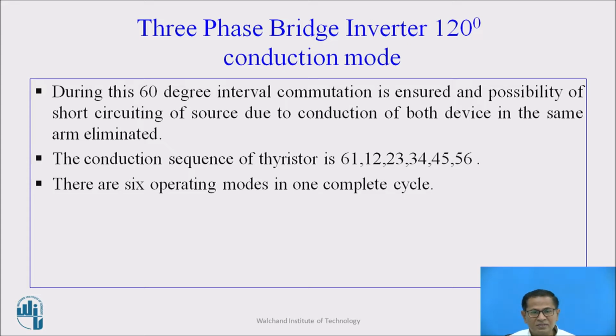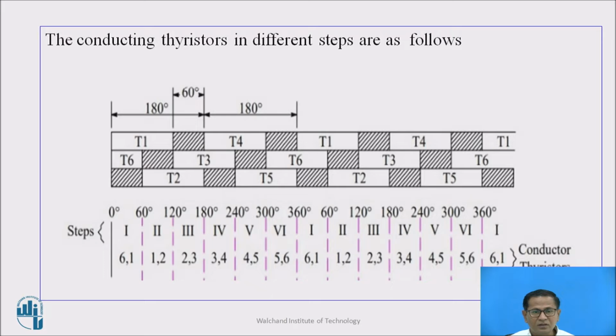The conduction sequence of thyristors is 6-1, 1-2, 2-3, 3-4, 4-5 and 5-6. There are 6 operating modes in one complete cycle and the sequence is 6-1, 1-2, 2-3 like this. The conducting thyristors in the different steps are as follows.